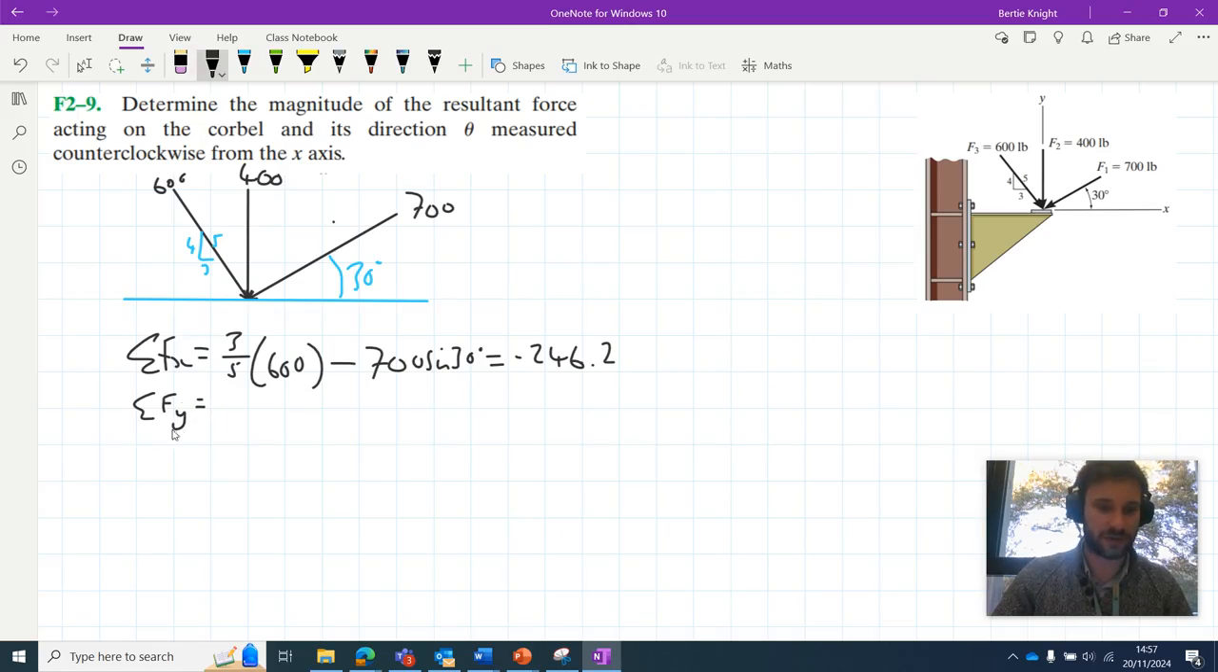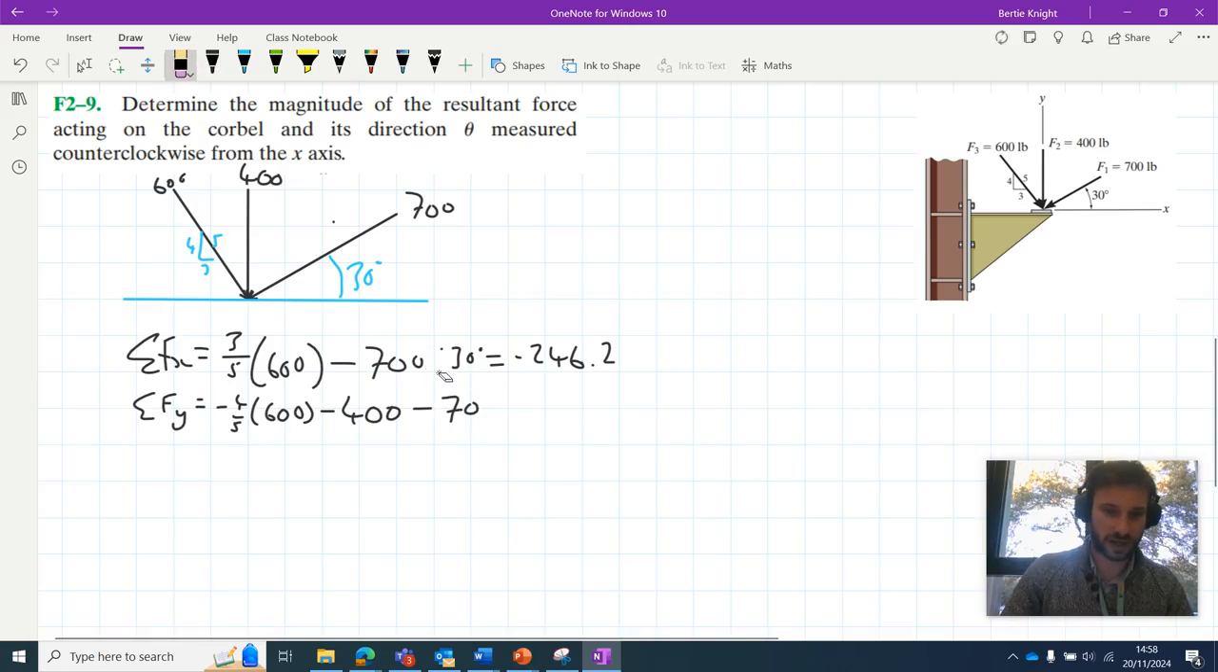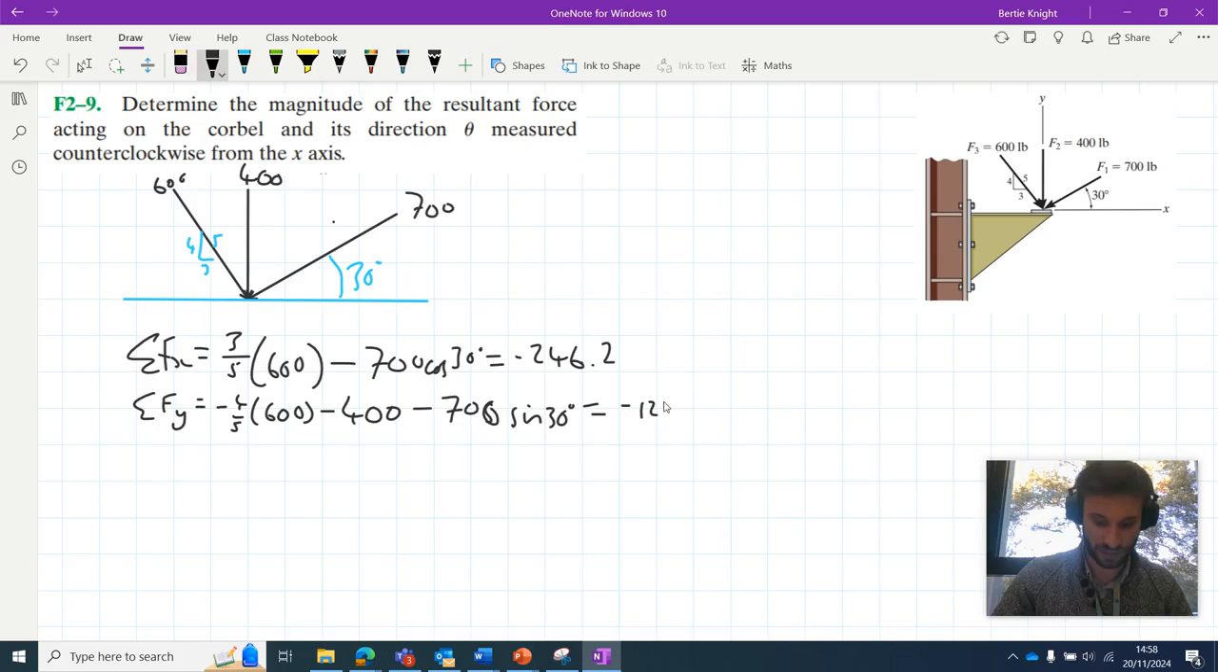Let's move on then and resolve vertically. So we can say that the sum of our y components here, we've got 4/5 of 600 acting down. We've got 400 acting down, and we've got 700. Oh, apologies, I've just noticed I made a mistake earlier. I should have said cos 30. Cos 30, okay. So 700 cos 30 acting down. And when we put this into our calculator, we find that this is equal to minus 1,230.